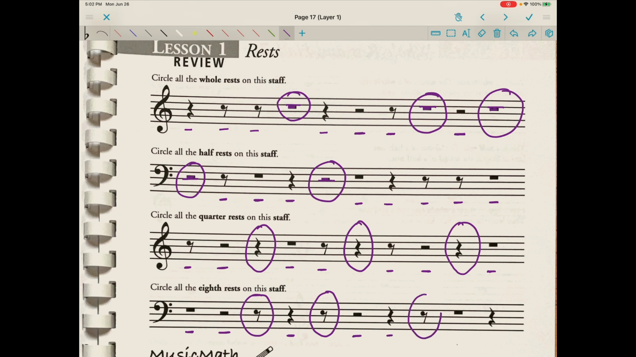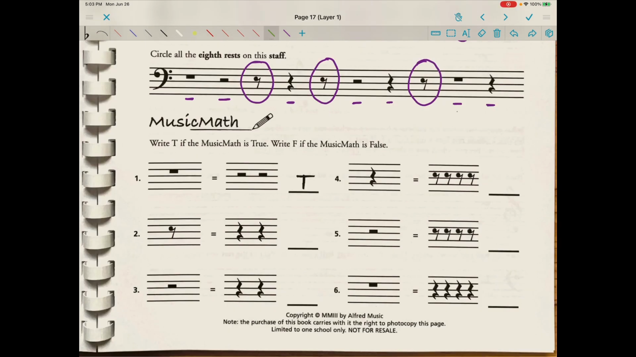Now we have another 8th rest, the swoopy 7. We have a whole rest hanging from line 4, nice and heavy. It's our longest rest value, longest rest duration. And then we have another quarter rest, I should say, sorry. Okay, and last bit of our page here.